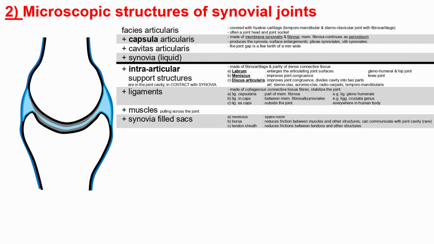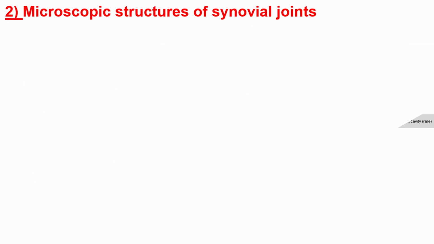Lastly, we have three types of synovial-filled sacs. Recessus provide the residual spaces of the joint capsule during movement. Bursa and tendon sheaths reduce the friction.